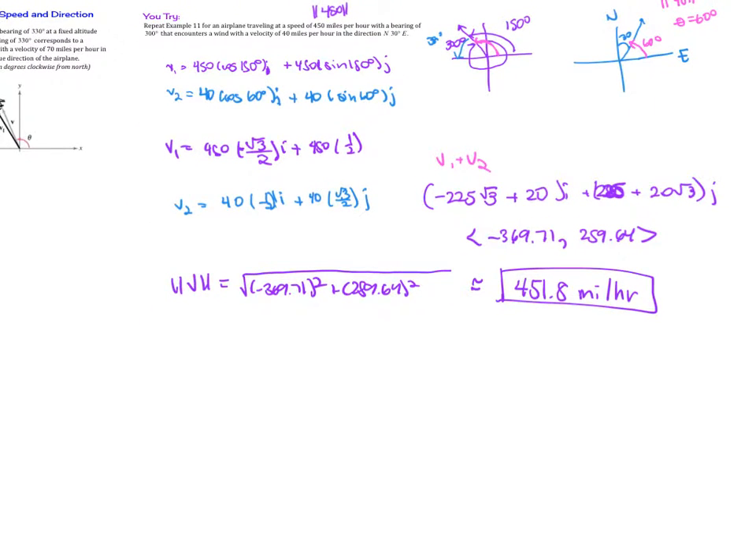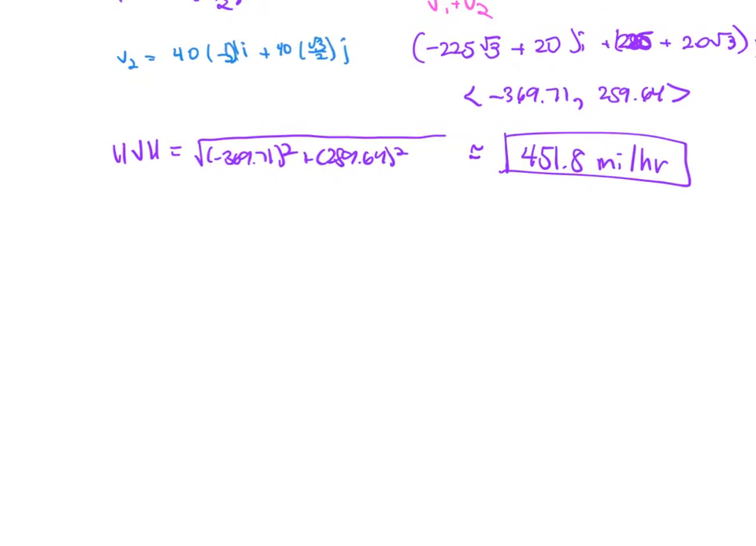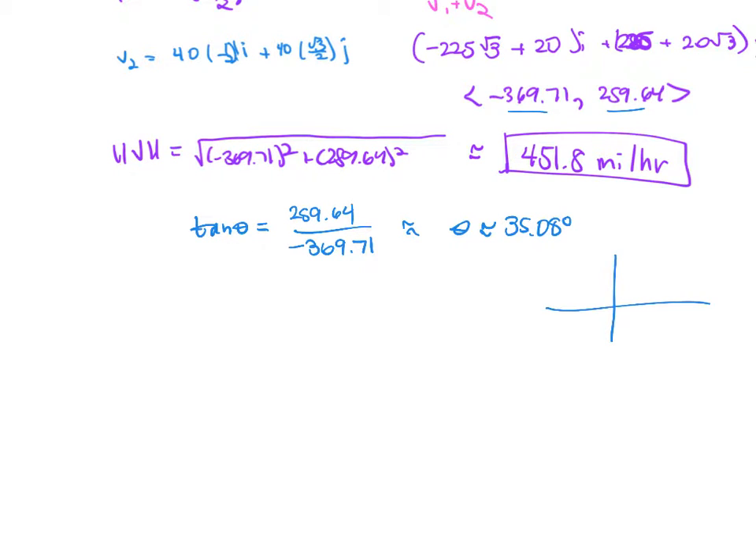Now we need to find the true direction. So remember, we're going to have to take tangent of theta. Tangent of theta is b over a, so that's 259.64 over negative 369.71. And so you will find that theta is approximately 35.08 degrees.